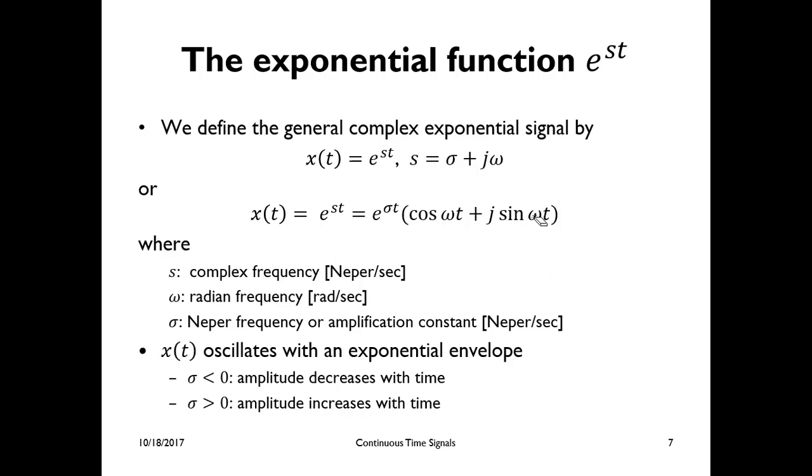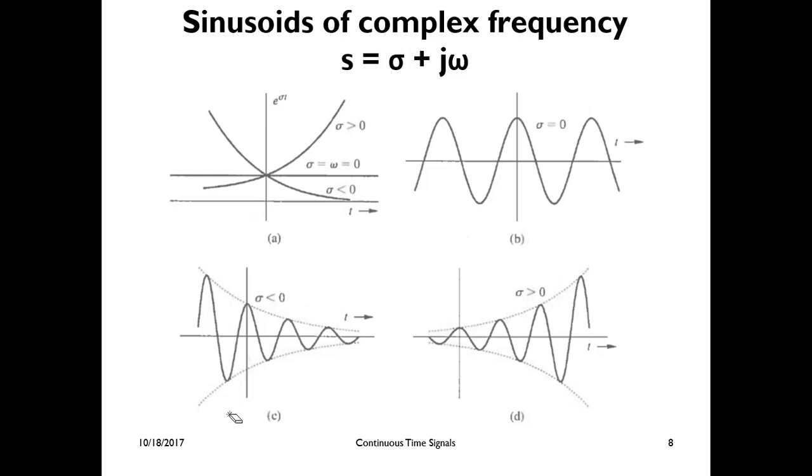The properties of my complex exponential signal depend on the values of omega as well as on sigma. In general, if sigma is negative, I'm going to have an exponential envelope that's decreasing in time. If sigma is positive, I'm going to have an exponential envelope that increases with time. The following plots show the different types of complex exponential signals that I can have. If sigma is equal to 0, I'm going to have a constant amplitude or a constant envelope. And I'm simply going to have, inside the envelope, a sinusoidal variation.